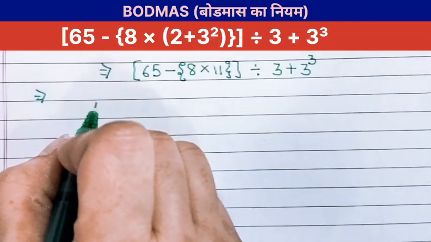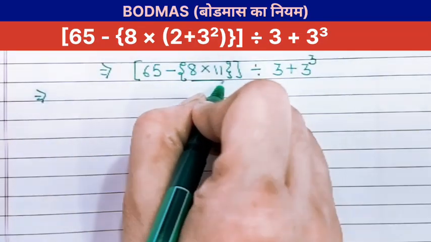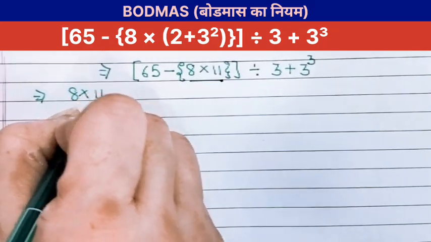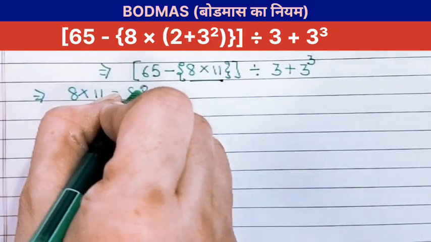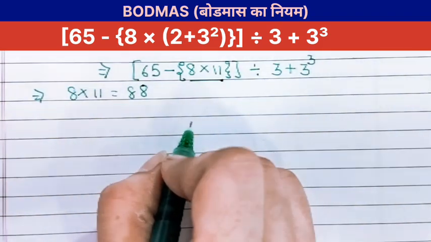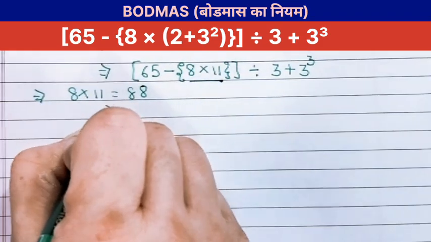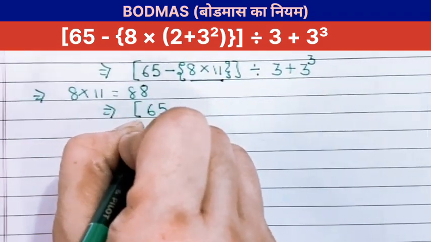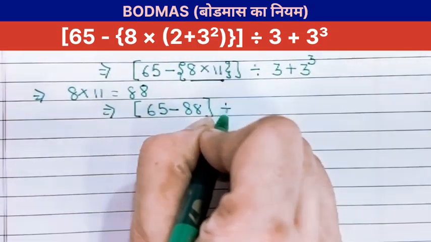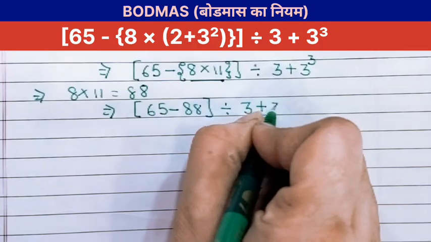Now move to the third step. Solve the curly braces. Multiply the numbers inside the curly braces, 8 multiplied by 11 equals 88. According to this step, curly braces are the next level of brackets to clear. So now the current expression becomes square bracket 65 minus 88 square bracket divided by 3 plus 3 cube.